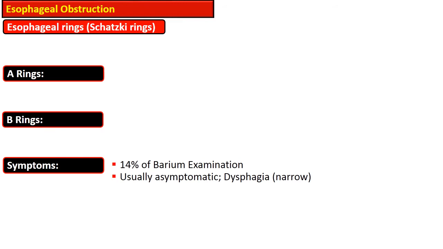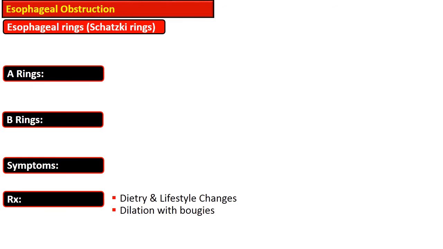14% of the cases are diagnosed on barium examination. They usually remain asymptomatic, and they may present as dysphagia due to narrowing of the lumen. The treatment initially is dietary and lifestyle change, and later, if not corrected, it can be dilated with bougies.